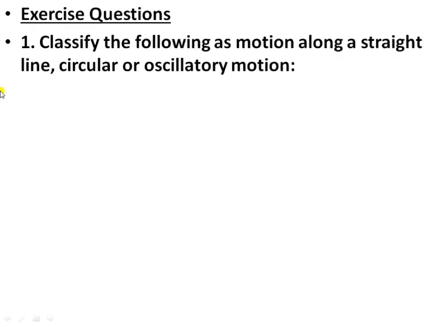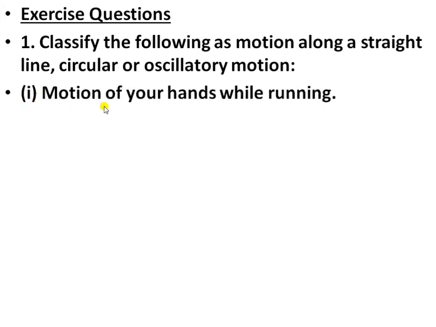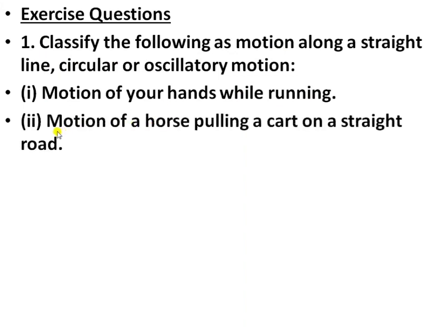So the question number 1 of the exercise is: classify the following as motion along a straight line, circular or oscillatory motion. First is the motion of your hand while running. Second, motion of a horse pulling a cart on a straight road. So you have to answer which motion is this.